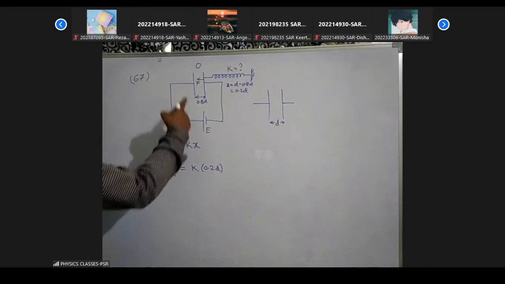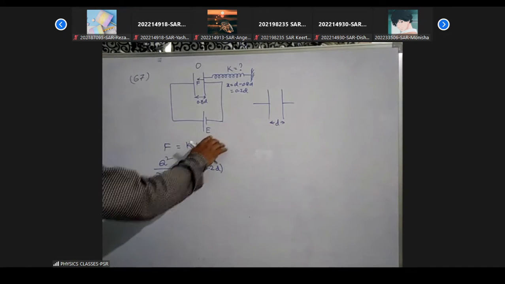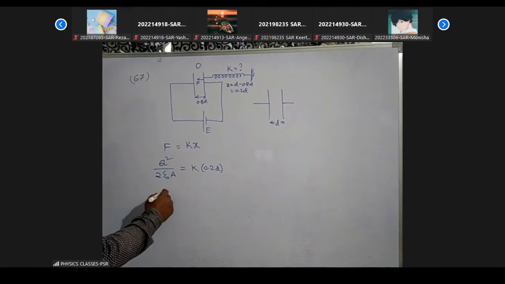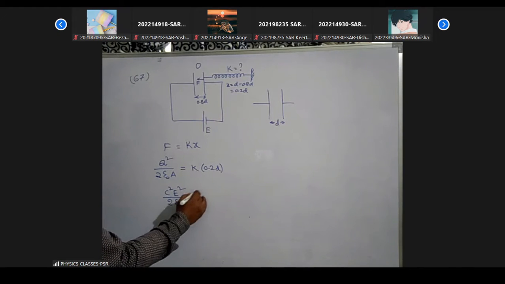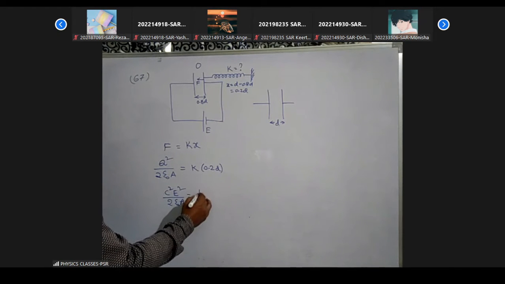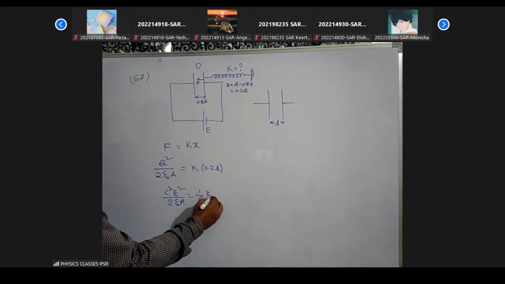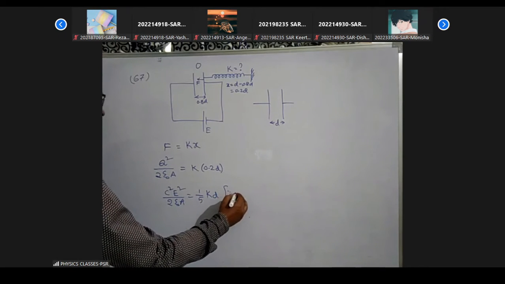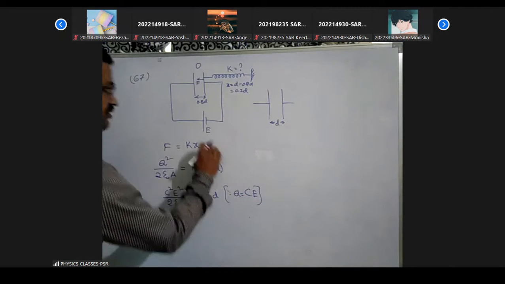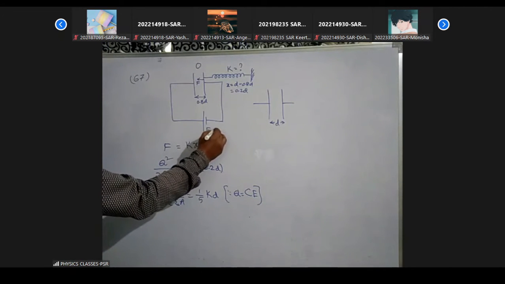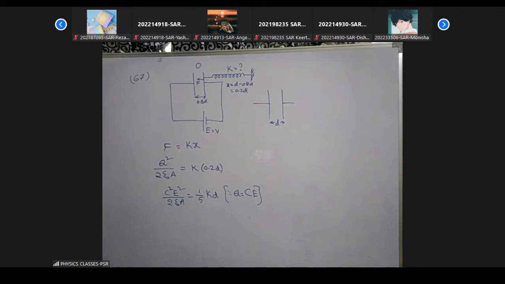But here Q is equal to CE. Here E is potential, not electric field. So Q is equal to CE means C square E square by 2 epsilon naught A is equal to 0.2, meaning 1 by 5 kD. Since Q is equal to CV, instead of V here it is given as E. That's why we should find the answer in terms of E, not V.